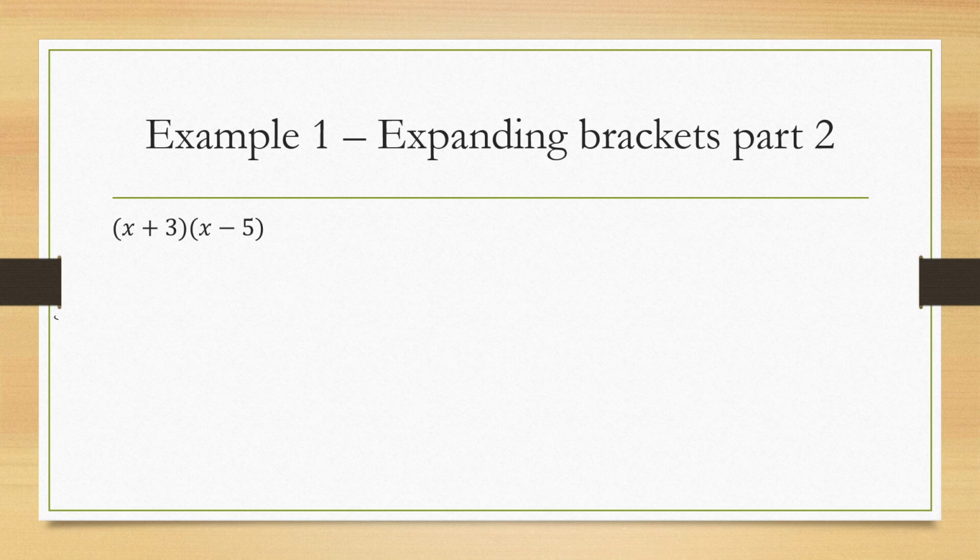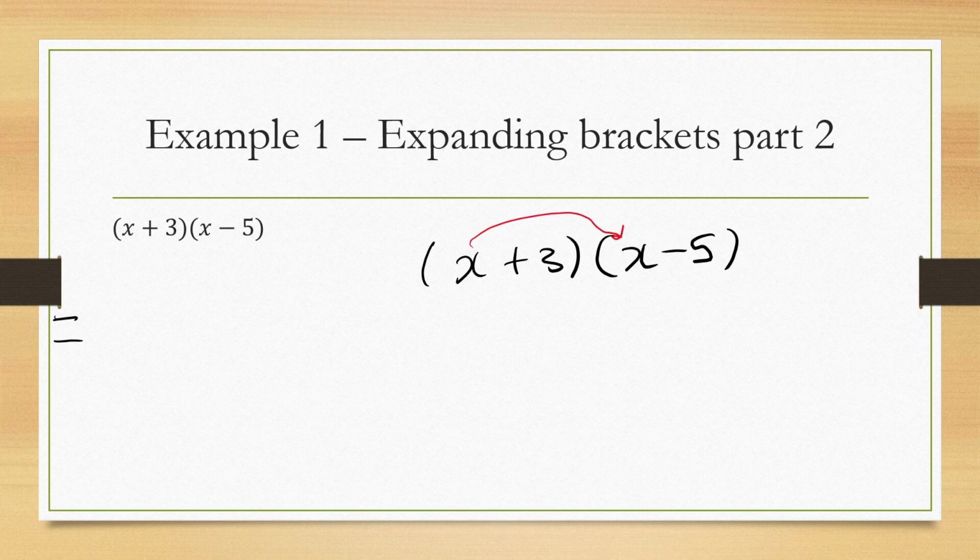Here we have x plus 3 in the first set of brackets and x minus 5 in the second set of brackets. I'm going to write it down like this, because it is much easier for me to draw arrows and do things with. So first we're going to take x multiplied by x. This is the first set of brackets and this is the second set of brackets.